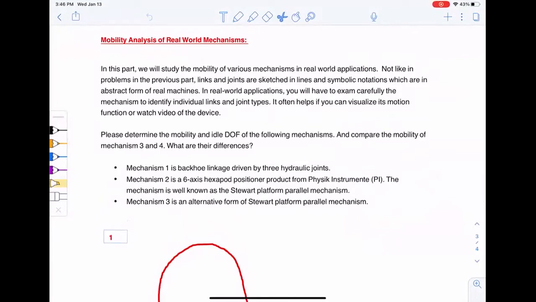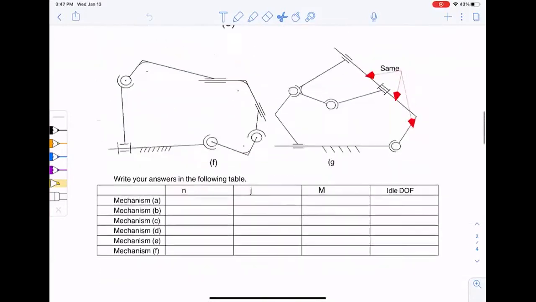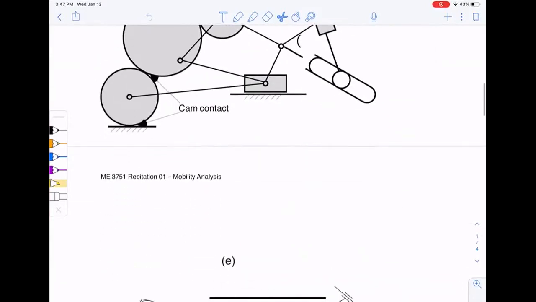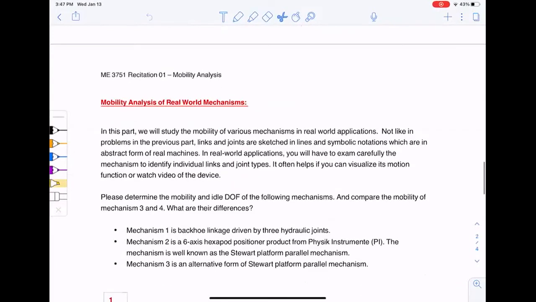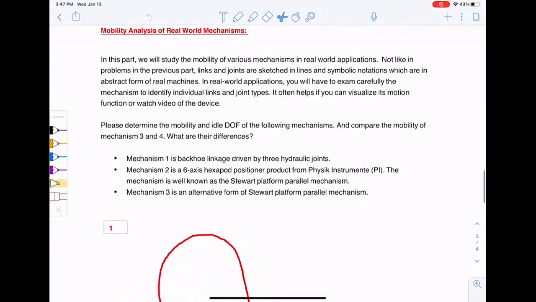In this part, we will study the mobility of various mechanisms in real world applications. Unlike in the problems in the previous part, links and joints were sketched in lines and symbolic notations, which are an abstract form of real machines. You can see it over here. Everything is just sketches and drawings. But in a real world application, you will have to examine the mechanism carefully to identify the individual links and joint types.